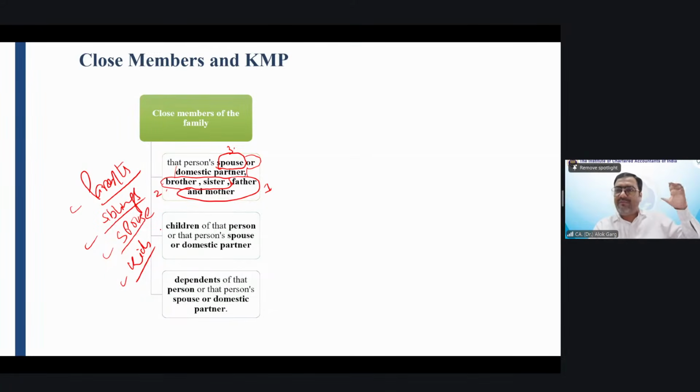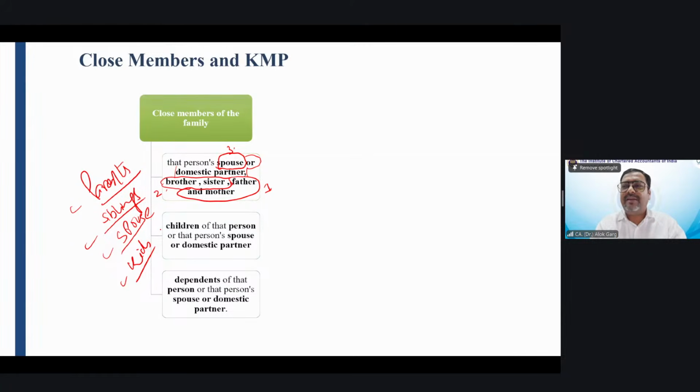But the children are living with the wife of Mr. Ram, so those children are the person's spouse's children. Or vice versa, if Mr. Ram has married a lady who has already divorced, and that lady has two children already. So these two children do not belong to Mr. Ram, right? But these two children are the person's spouse's children. So they will also become a close member of the family, right? Is that clear or not clear?